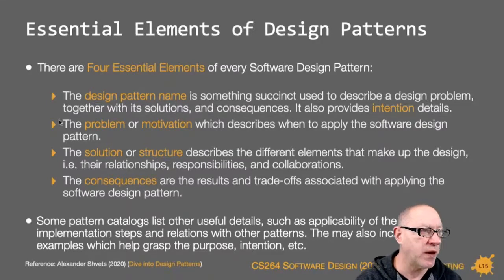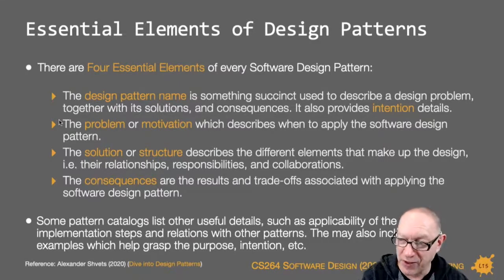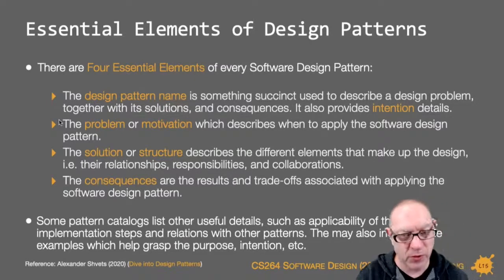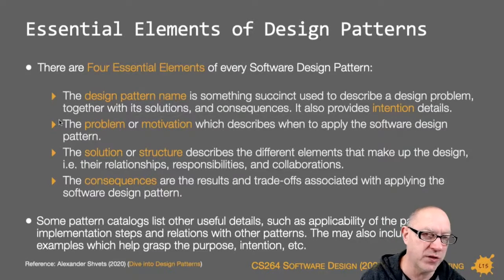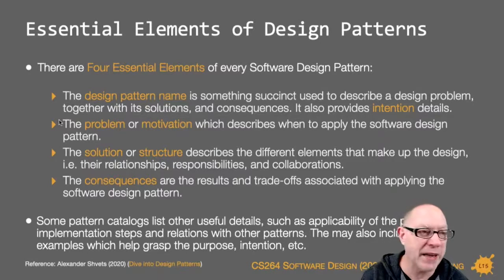So when you see one, how do you know and recognize it? How does it work? There are 4 essential elements for every software design pattern. There's the pattern name, something succinct, used to describe some design problem together with its solution and the consequences. And it also provides the intention detail. So what does Memento mean? It's a concise way of saying saving a memento. What's a command pattern? It's something to do with commands, obviously.